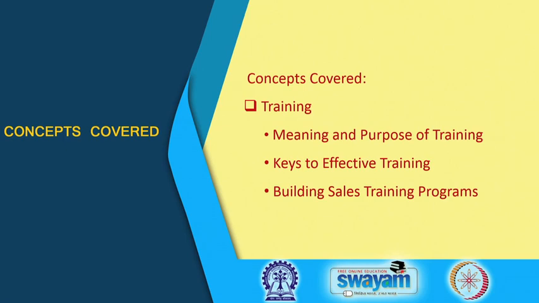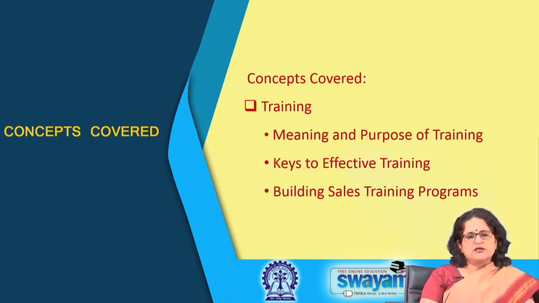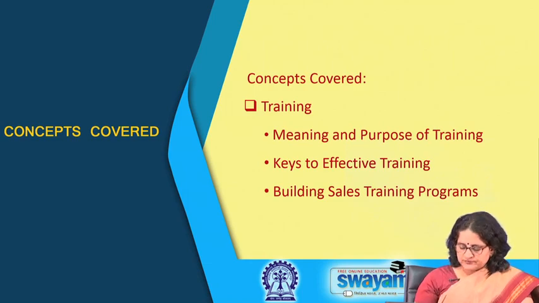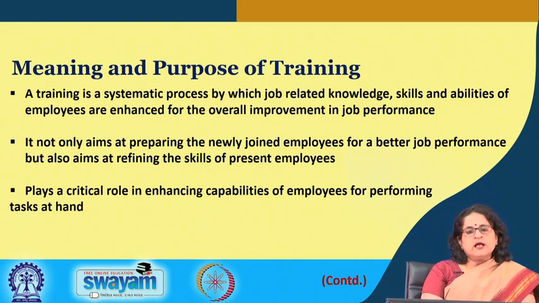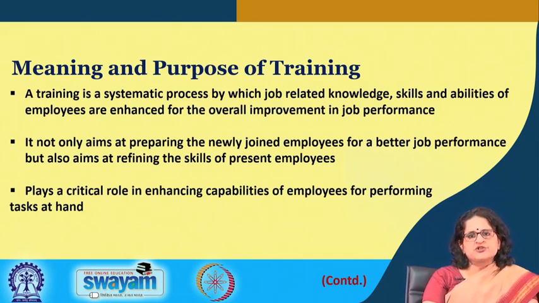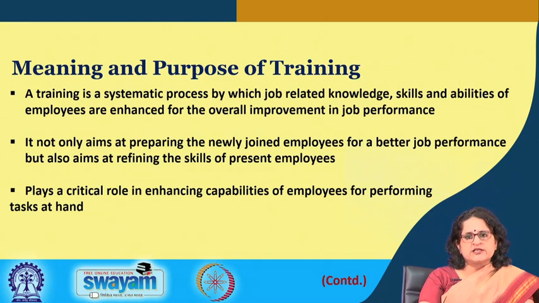What are the topics we shall be covering? We shall talk about the meaning and purpose of training. Then we shall move on to discussing how to go about effective training for the sales employees of the company, and then we shall see how we build or design a sales training program. Now let us first start with the meaning and purpose of training. Training is a systematic process by which job related KSAs, or knowledge, skills and abilities, of employees are enhanced for the overall improvement in job performance.